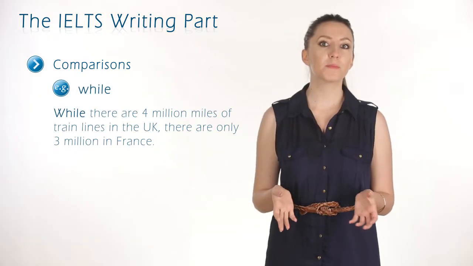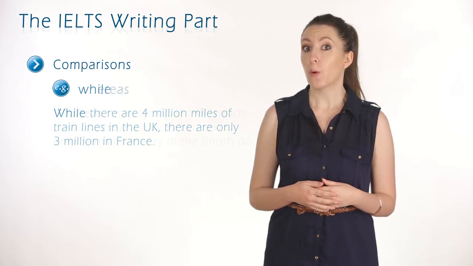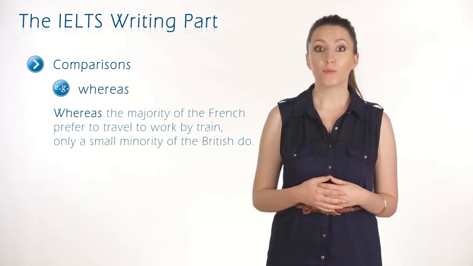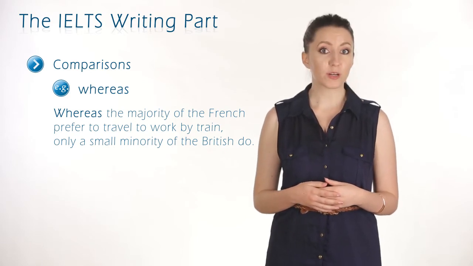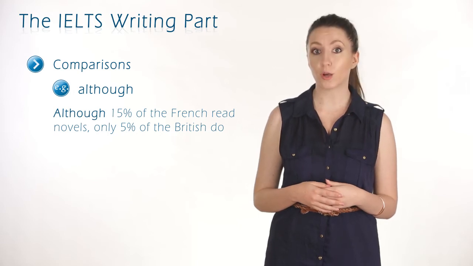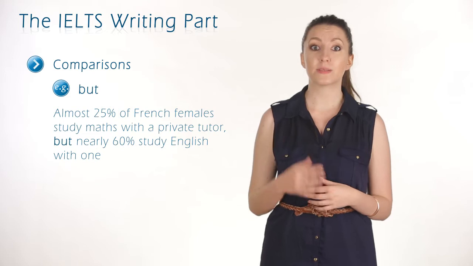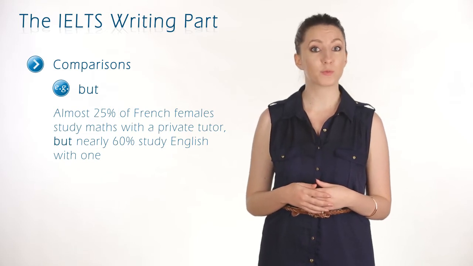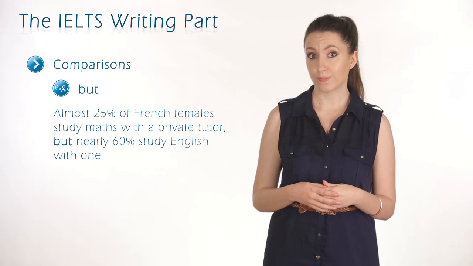While there are 4 million miles of train lines in the UK, there are only 3 million in France, whereas the majority of the French prefer to travel to work by train. Only a small minority of the British do. Although 15% of the French read novels, only 5% of the British do. Almost 25% of French females study maths with a private tutor, but nearly 60% study English with one.